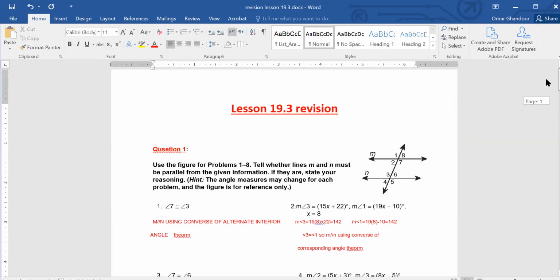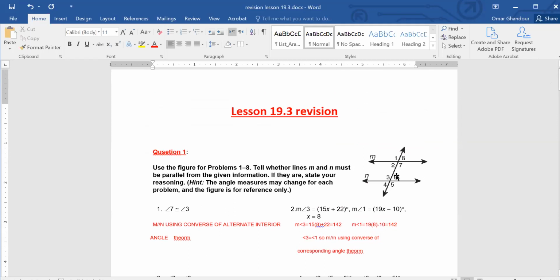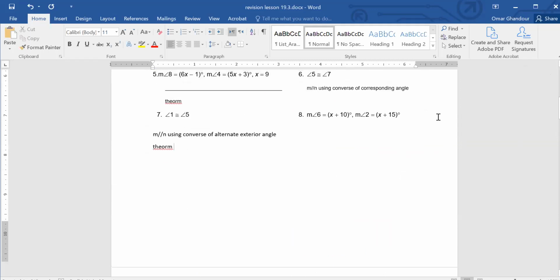Angle 2 and angle 6 are what? They form letter Z. So they are alternate interior. And alternate interior should be what? Should be equal to make the lines parallel. Since they are not equal, the two lines are not parallel. So M is not parallel to N. Of course, M is not parallel to N.